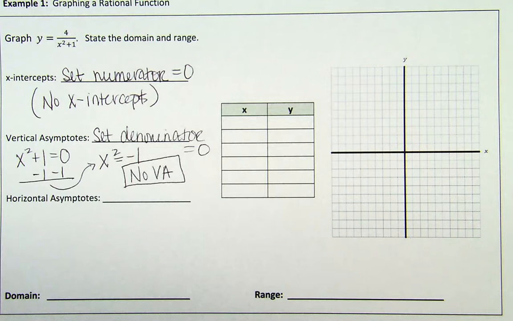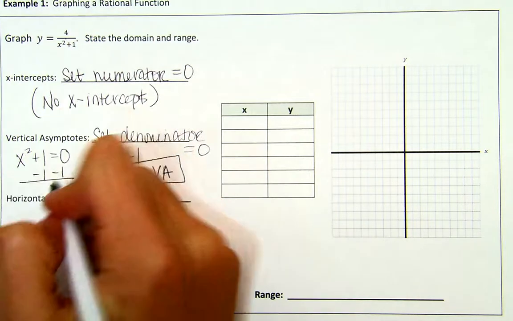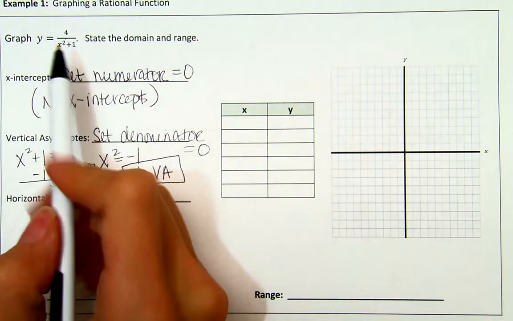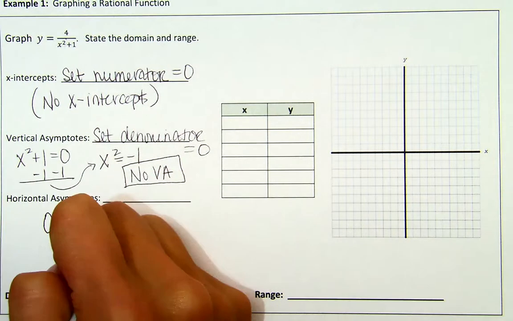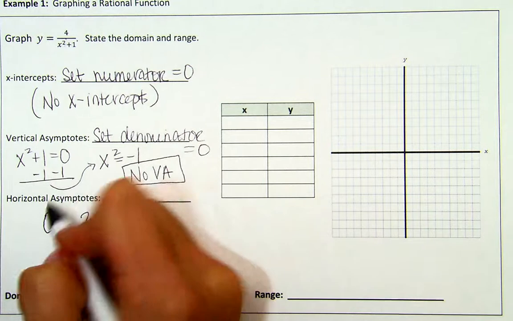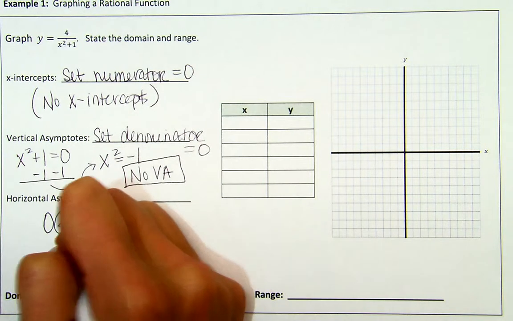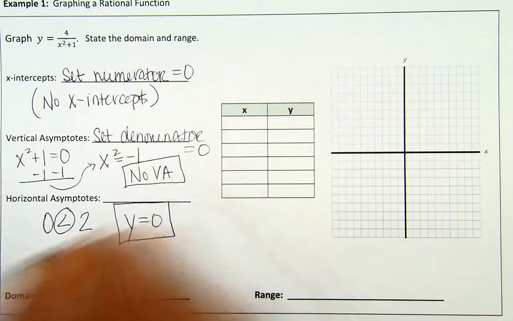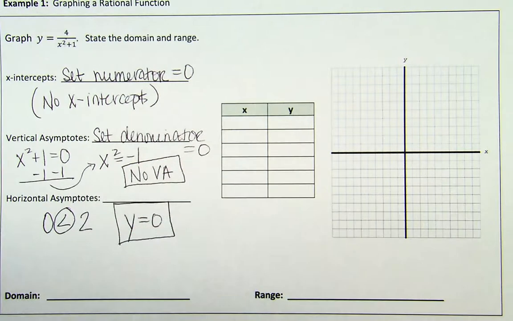Lastly, we're going to look at our horizontal asymptotes, and we find this by setting our degree of our numerator, our degree of our denominator, and analyzing those. So first we start off always with the degree of your numerator, which in this case, because we have no variable, our degree is going to be 0. Our degree of our denominator is obviously 2. Since 0 is less than 2, we know that y equals 0, or our x-axis, is going to be our horizontal asymptote.